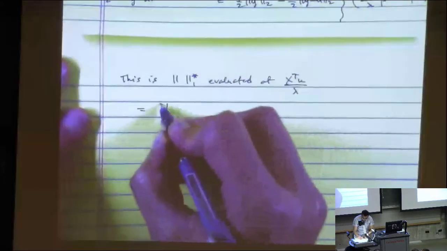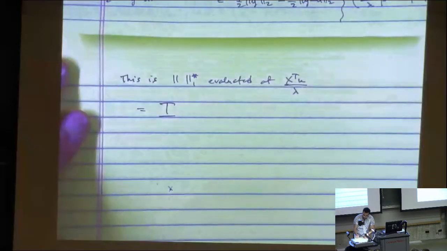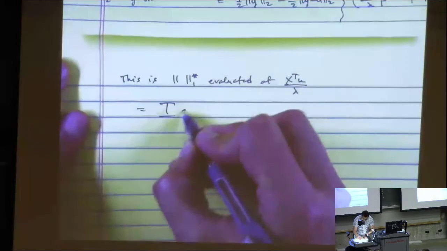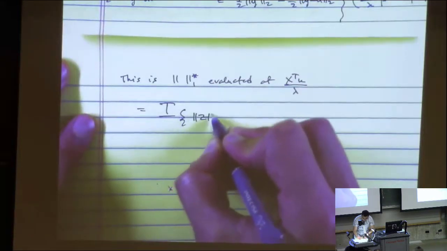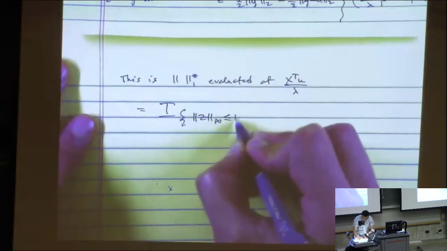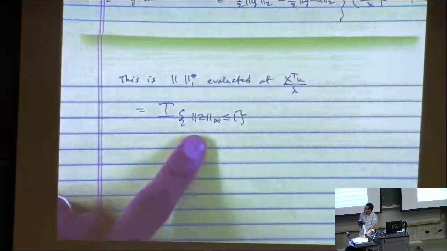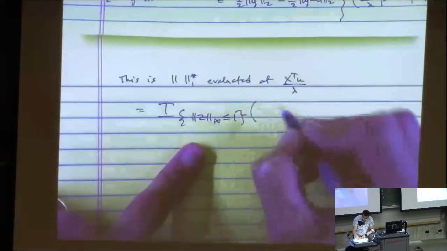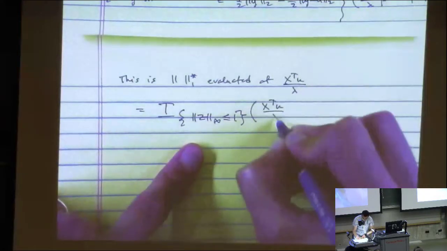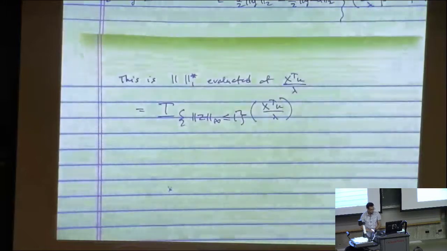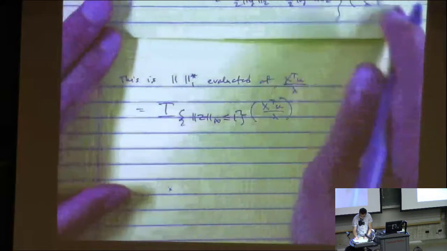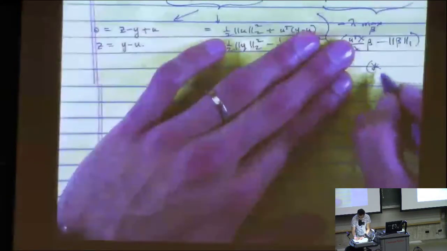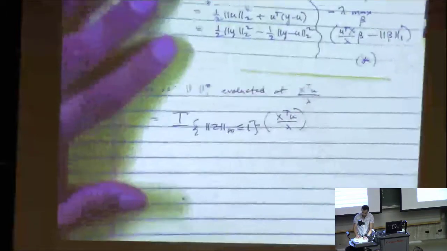So that's going to be equal to the indicator, we know, of the unit ball in the dual norm of the 1 norm, which is the infinity norm. So it's the indicator of this set evaluated at x transpose u over lambda. Okay, let's call this star, and I'll put a star here so you can refer to that later.